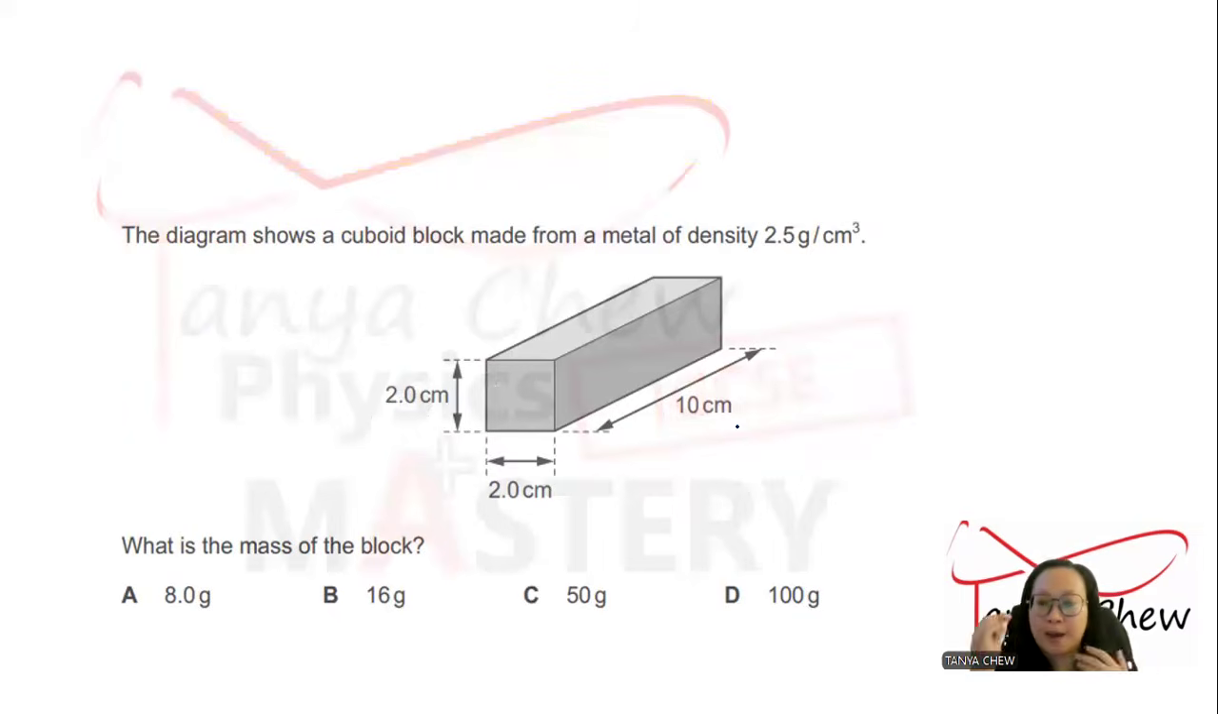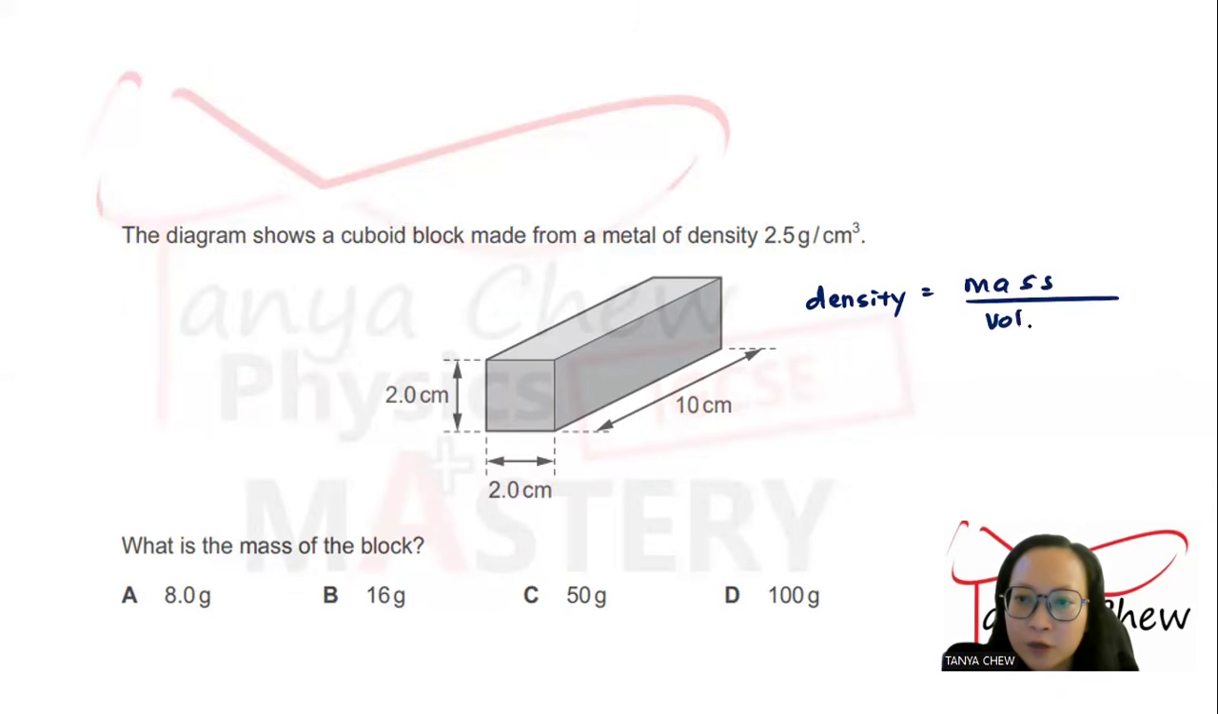Now, let us try some past paper questions, paper 2. The diagram shows a cuboid block made from a metal of density 2.5 gram per cm cube. What is the mass of the block? Density is given. Just write down the equation of density. Density is equal to mass divided by volume. Density is measured in gram and the volume is in cm cube.